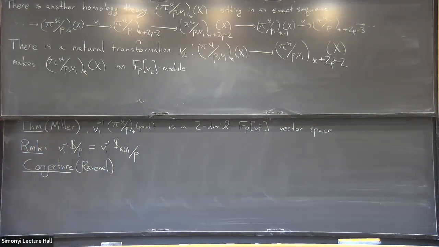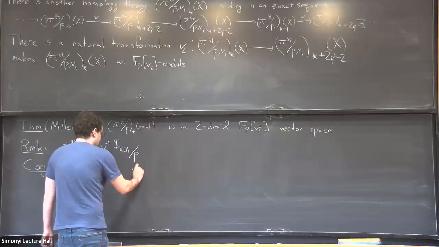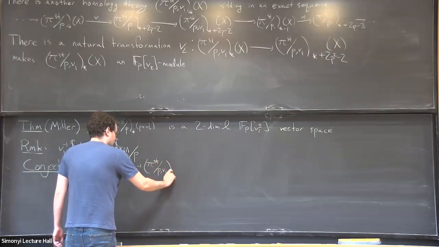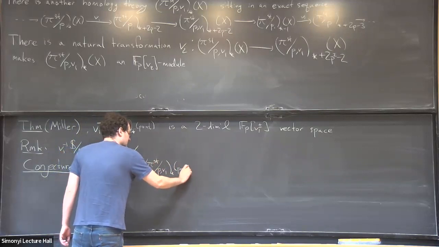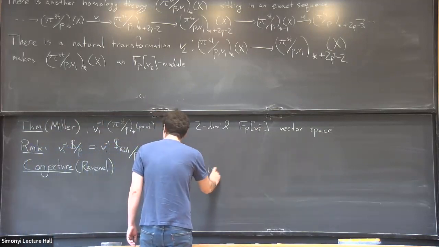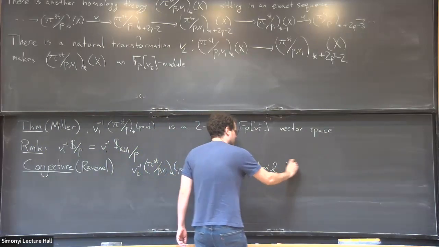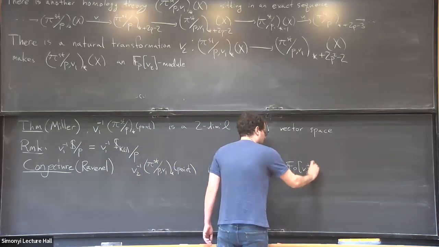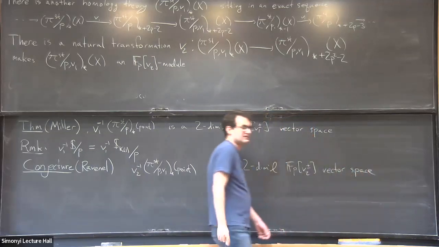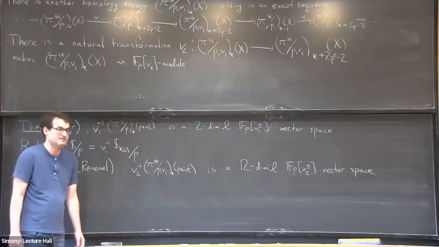Late 70s, the so-called telescope conjecture. And the conjecture says something about what I get if I take this mod PV1 and invert V2. And so what Ravenel thought, at least in the 70s, is that this is a 12-dimensional FP adjoined V2 plus minus vector space. So that's the conjecture. This is some specific 12-dimensional thing.